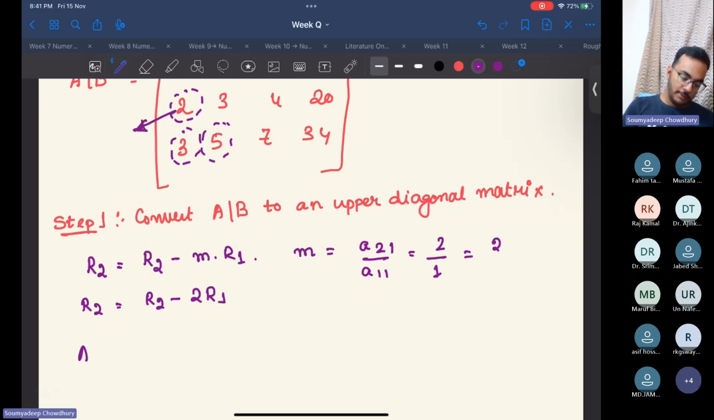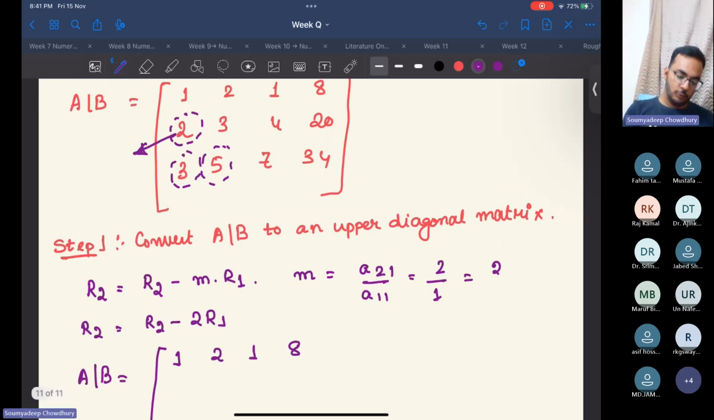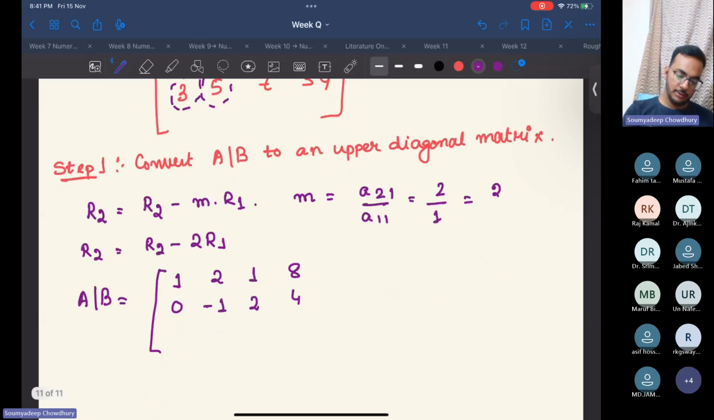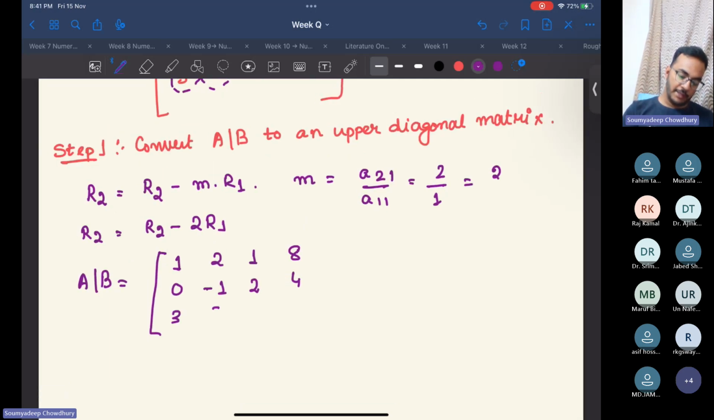So now what will be my A augmented B matrix? It is 1, 2, 1, 8. This first element will be 0: 2 minus 2 into 1 is 0. 3 minus 2 into 2, that is 3 minus 4, is minus 1. 4 minus 2 is 2. 20 minus 16 is 4. I'm doing it step by step.